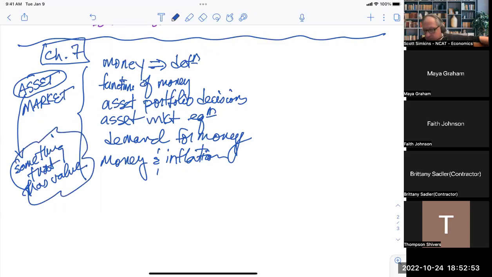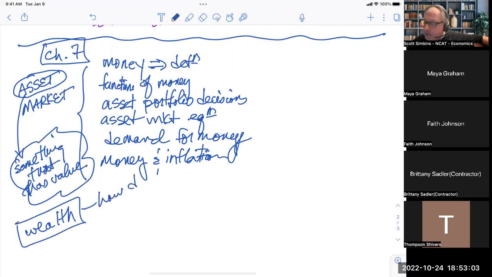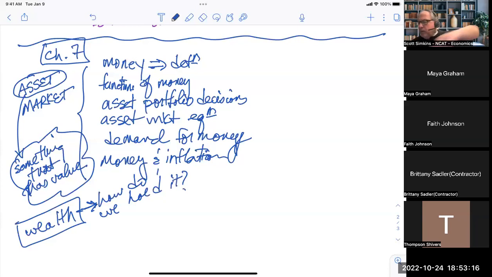What things have value? Lots of things have value. The question is, how do we hold our wealth? Our wealth is our assets minus our liabilities. Liabilities would be your loans. Assets are anything of value that you have.